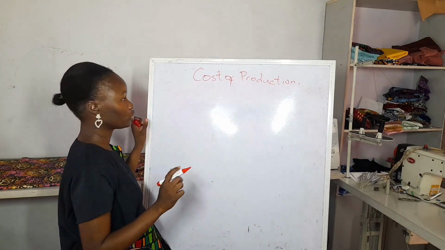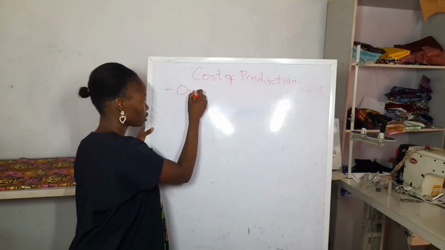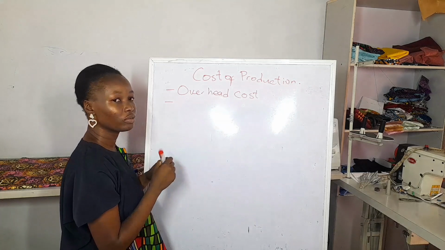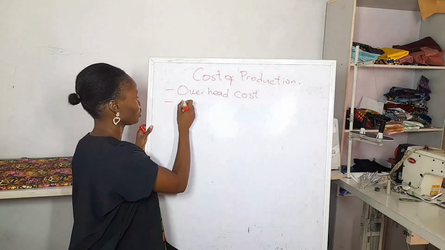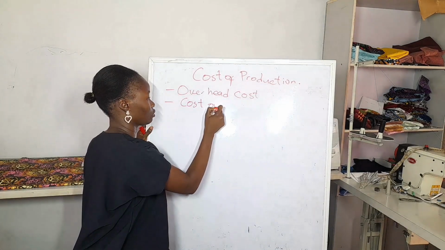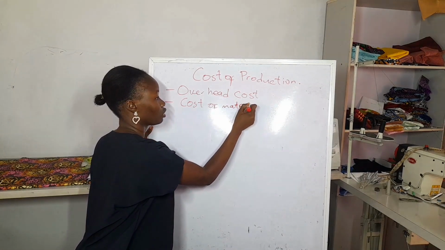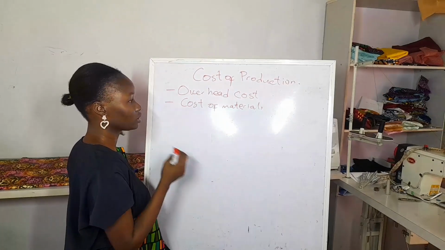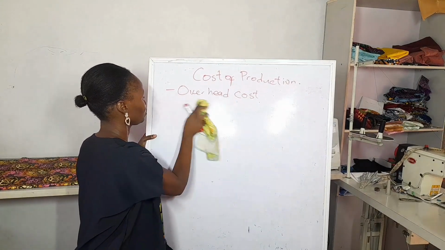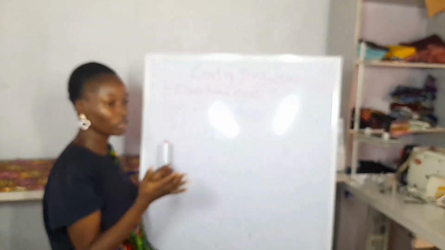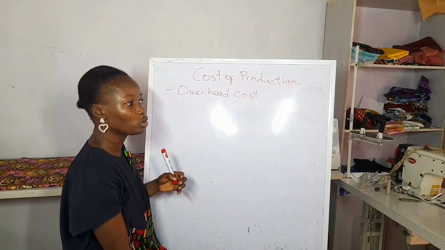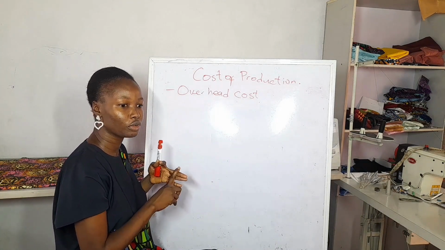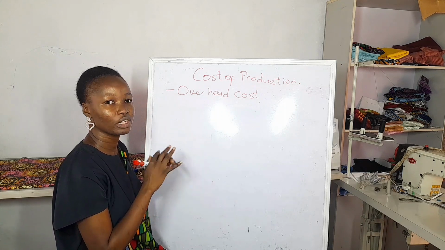Now under your cost of production, we have your overhead cost, and we have the cost of materials. Now let's calculate our overhead cost. How do you calculate your overhead cost? For your overhead cost, I'm talking about all the equipment in your shop, from your sewing machine to your scissors to your dress form.